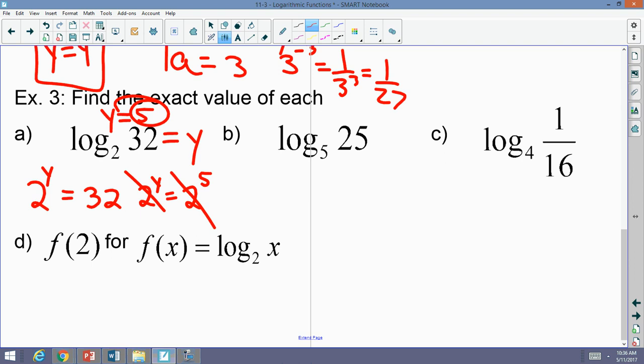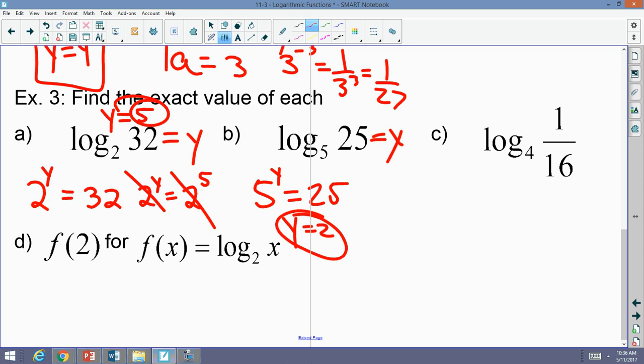Now, some people don't put the y there. Some people put just random variables. Me, I like to stay consistent, okay? Here, log base 5 of 25. Well, 5 to the blank power, to the y power, equals 25. Well, that one's going to be easy. Y equals 2, right? Because 5 squared is 25. The 5's cancel. Y equals 2.